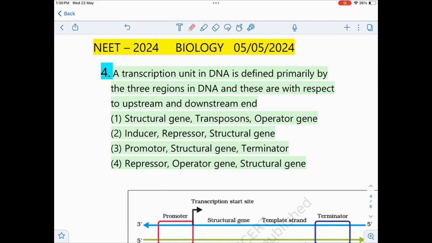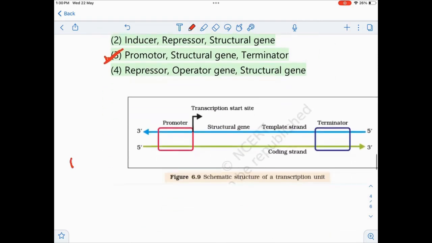You can see in the below NCERT picture the promoter, structural gene as well as the terminator with respect to the coding strand. And this question is from Molecular Basis, NCERT.